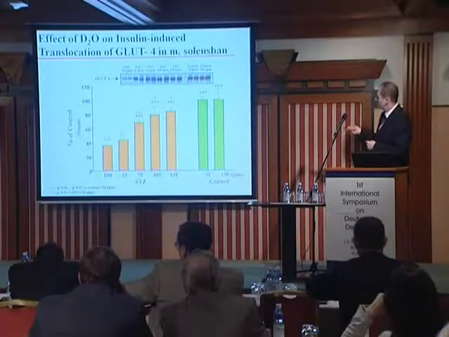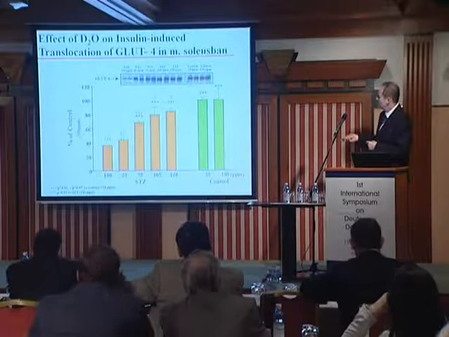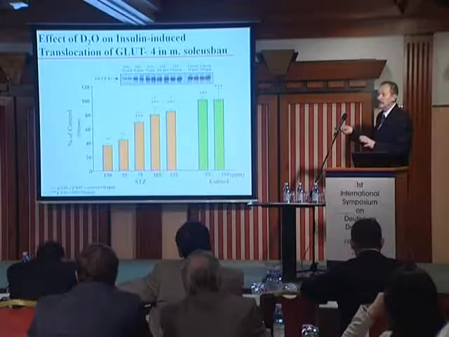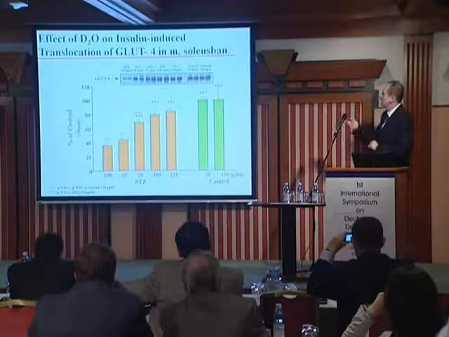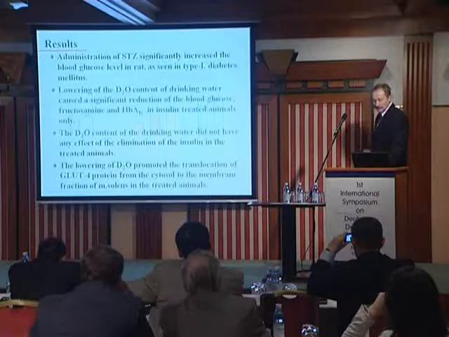And these are the control animals. It doesn't matter whether we treat them with 25 or 100. These are not diabetic animals. These are control animals that are obtaining the glucose content. We got back almost the same data regarding the GLUT4 transport system.